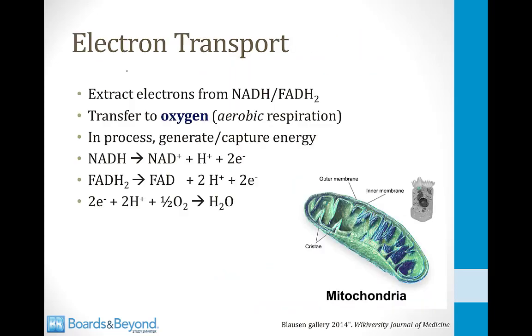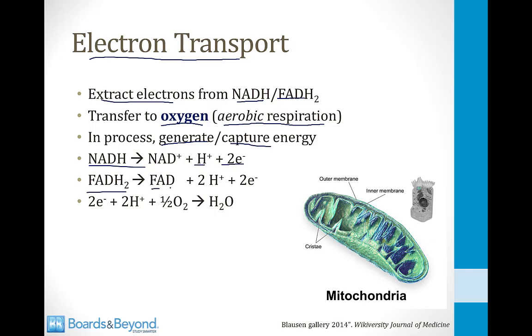Once all our molecules of NADH and FADH2 are inside the mitochondria, they can then participate in electron transport. This process will extract electrons from the electron carriers NADH and FADH2, and it will transfer those electrons to oxygen. That's why this is called aerobic respiration or aerobic metabolism. In the process of transferring those electrons to oxygen, this process will generate or capture the energy from those electrons and convert it into ATP. NADH can be oxidized to NAD+ plus a hydrogen ion plus 2 electrons.